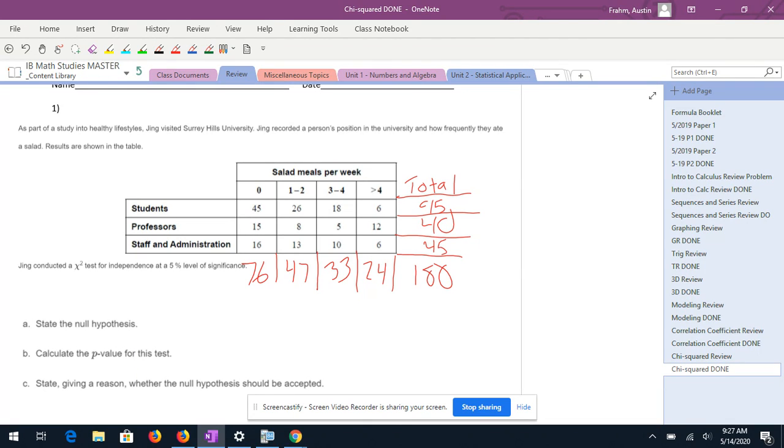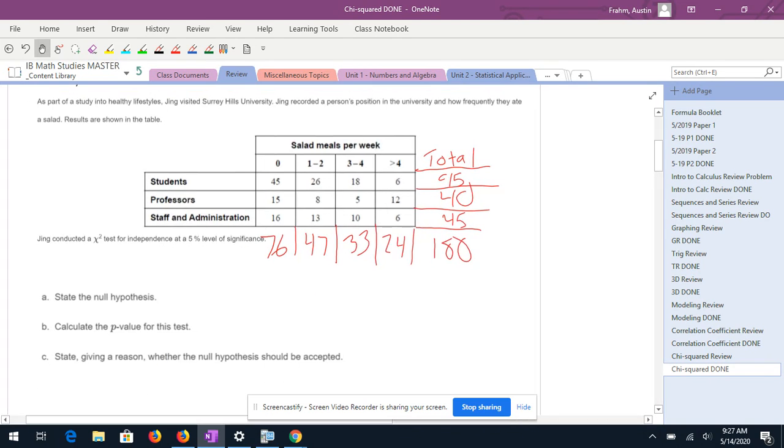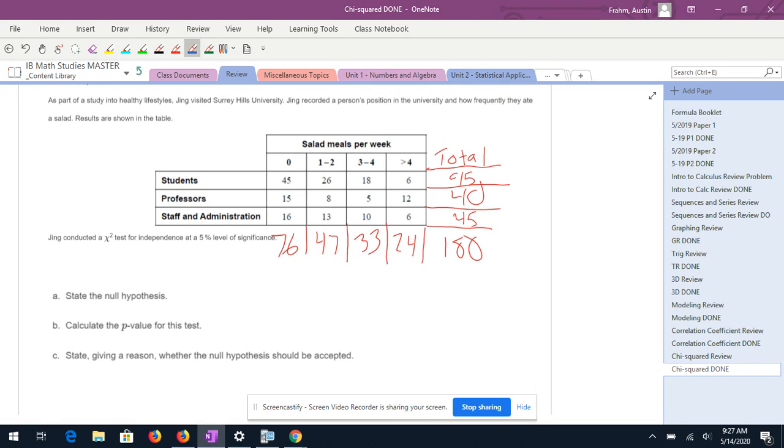Jing conducted a chi-squared test for independence at a 5% level of significance, and letter A says, state the null hypothesis. Remember that the null hypothesis always states that the two variables are independent. So we got to know what the variables are, and they tell us above the table. The person's position in the university and how frequently they eat a salad.